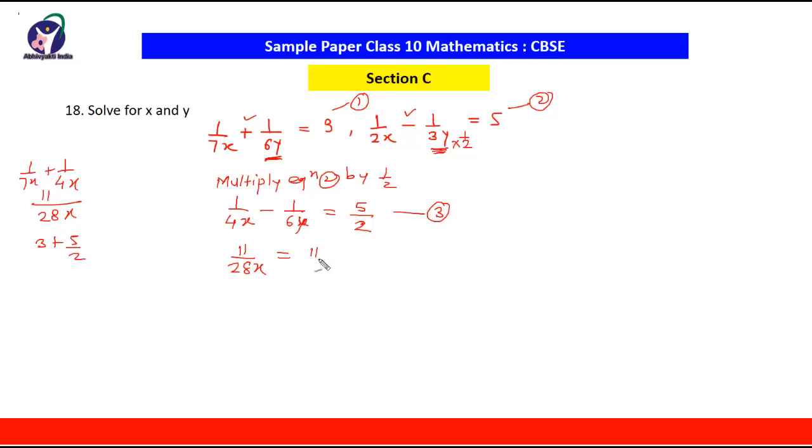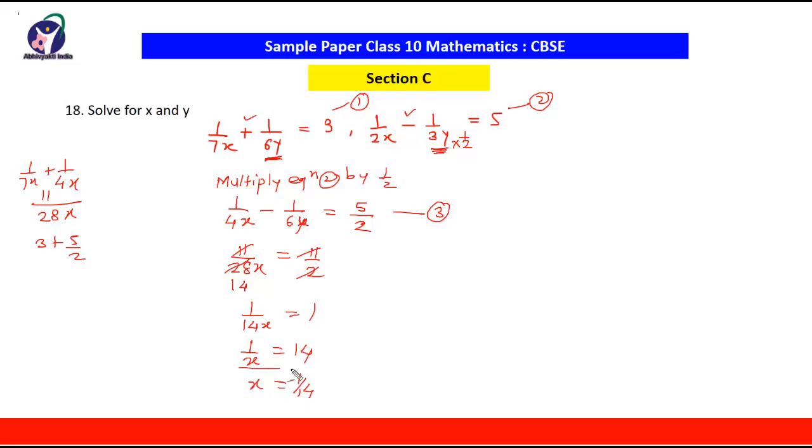So it will be 11 by 2. So here 11 and 11 will get cancelled. 2 1s are 2, 2 4s are 8. So it will be 1 by 14x is equal to 1. So it will be 1 upon x is equal to 14, and therefore x is equal to 1 by 14.